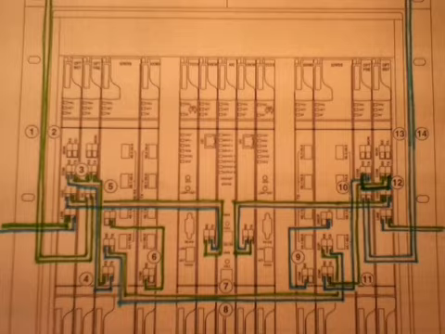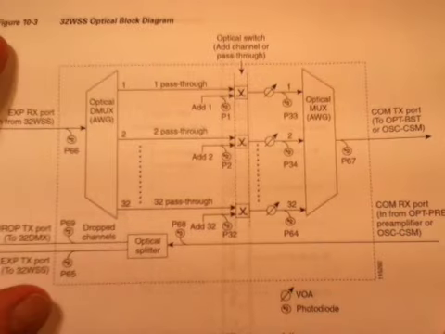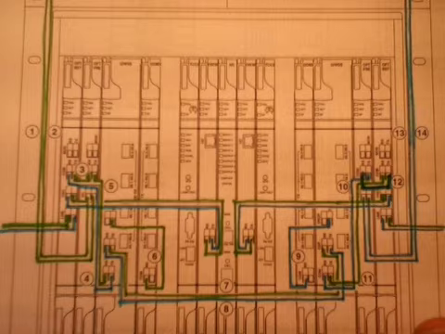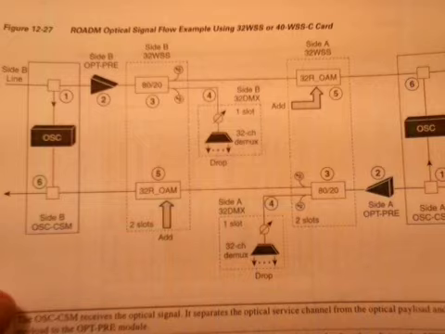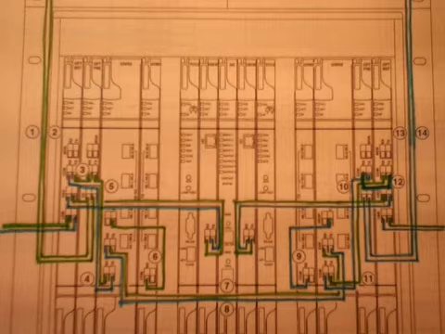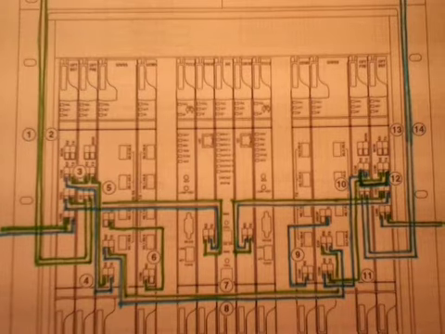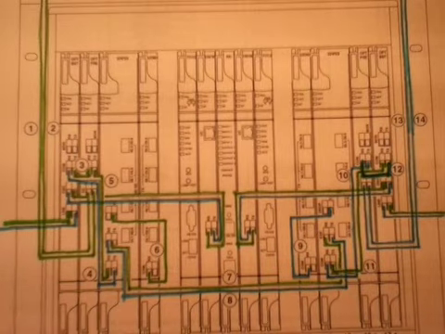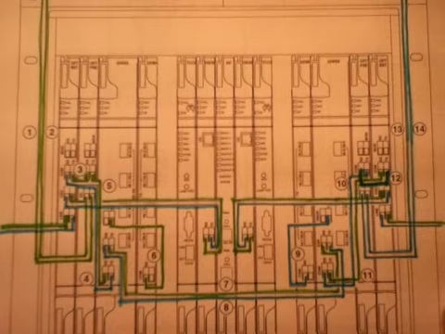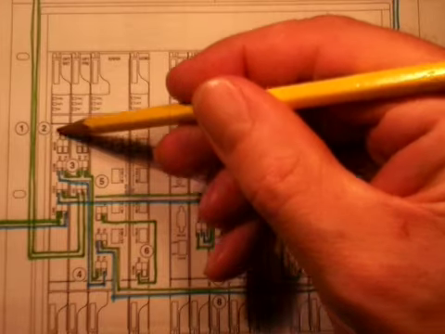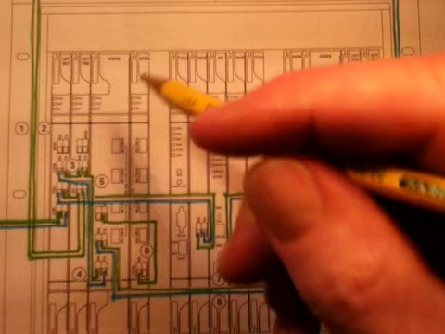Basically, I'm using the information in figure 10.3, the 32 wavelength selective switch optical block diagram, and in figure 12.27, the ROADM signal flow diagram. So let me show you how the west to east flow goes, and that is in green here. In all of these cards, you probably can't see it so well, but the receive sides are on the left and the transmit sides are on the right.